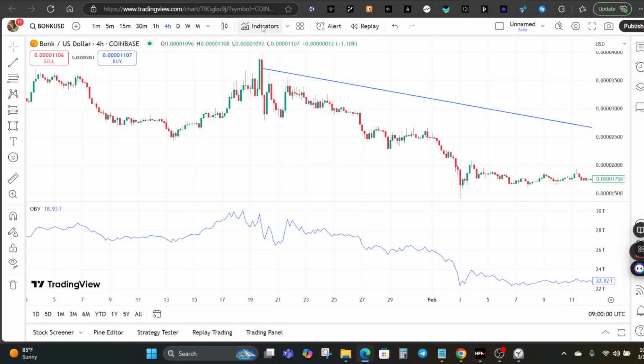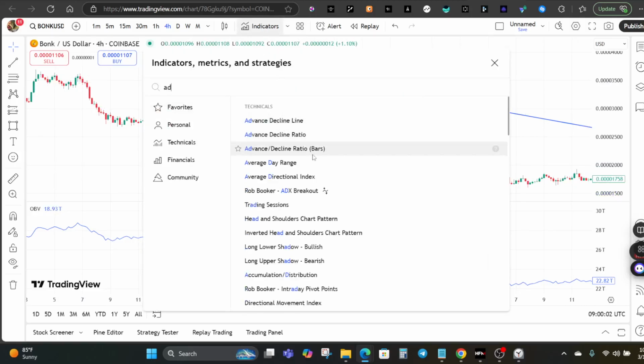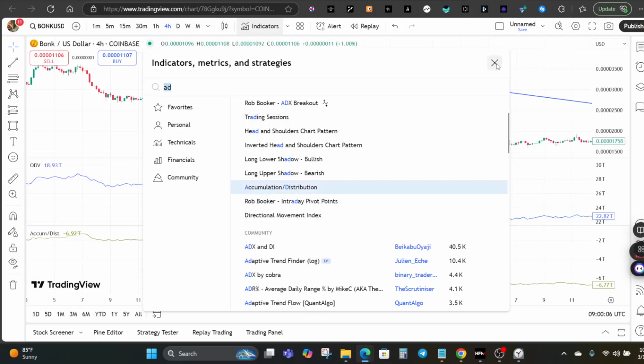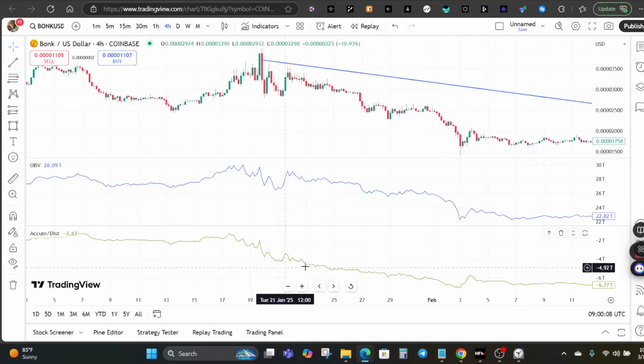Now, let us also look at the accumulation distribution line. Okay, let's talk about accumulation distribution. So this helps detect whether money is flowing into or out of an asset, confirming the strength of a trend. So this is also an important indicator to use for volume-based trading style.